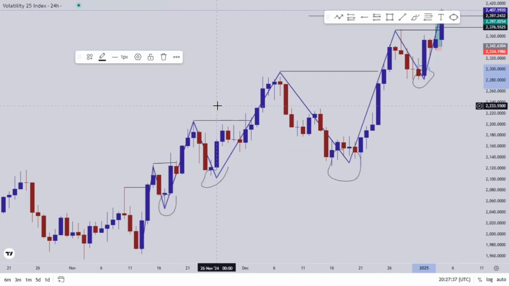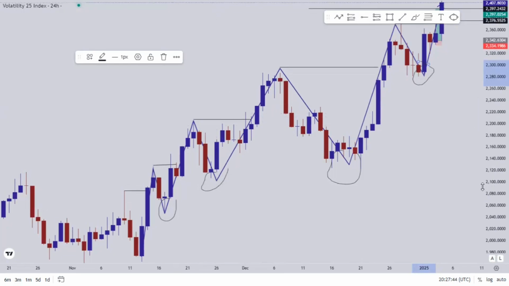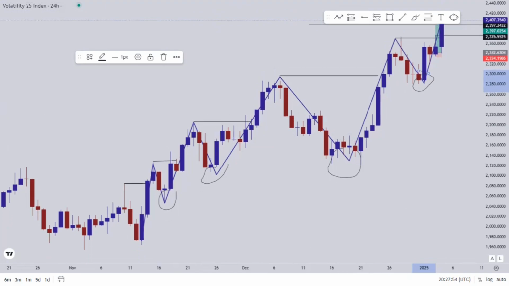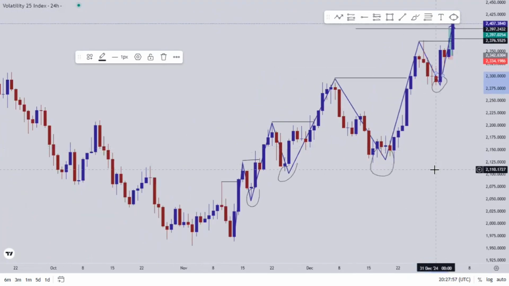This is my most profitable approach to trading VIX 25. My most profitable approach. And whenever I see this pattern develop on the chart, it is called A++. You know what it's called, A++? That is, it has a massive chance of going in that overall direction.